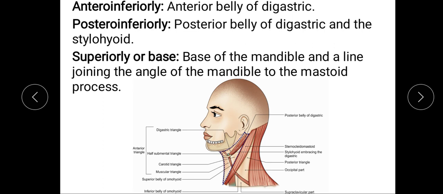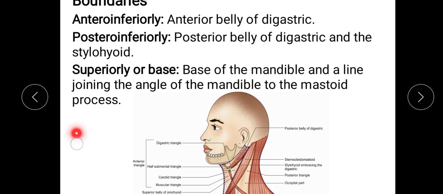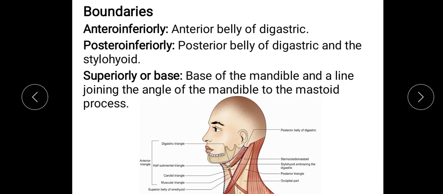Then the postero-inferior boundary of the digastric triangle is formed by posterior belly of digastric muscle, and a small muscle just below the posterior belly of digastric muscle is the stylohyoid. From the styloid process, deep to the mastoid process, there is a beak like process, that is the styloid process, to the hyoid bone. The muscle is the stylohyoid. These two muscles, posterior belly of digastric muscle and below it the stylohyoid muscle, form the postero-inferior boundary of digastric triangle.